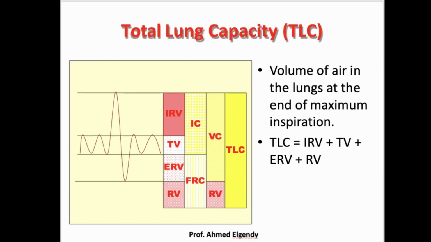What is total lung capacity? Total lung capacity, TLC, as you see, is the combination of everything. It is the volume of air in the lung at the end of maximum inspiration, the total volume. So it is the combination of all 4 volumes. So these are the 4 capacities and 4 volumes we know now.